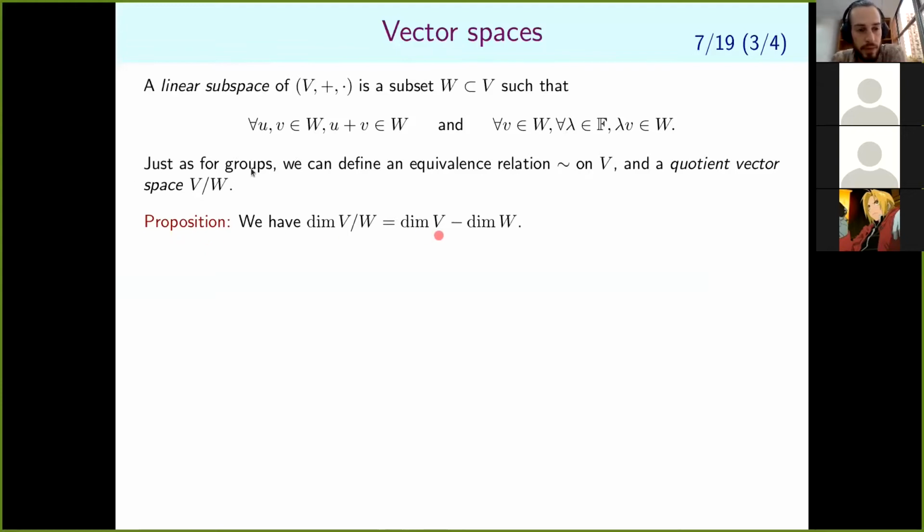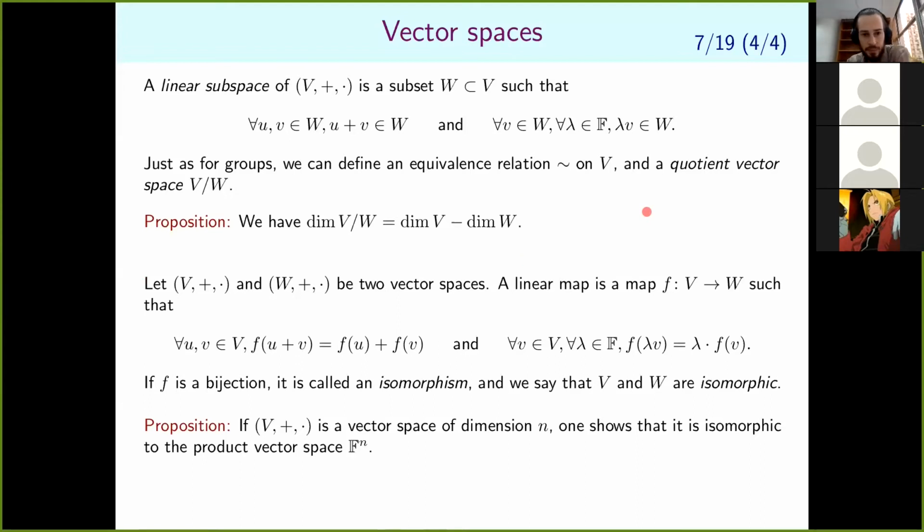And I would like you to keep in mind that there is a very simple relation between the dimension of the quotient and the dimensions of the initial vector spaces. The dimension of the quotient is simply the difference between the dimension of V, the initial vector space, and the dimension of the linear subspace.